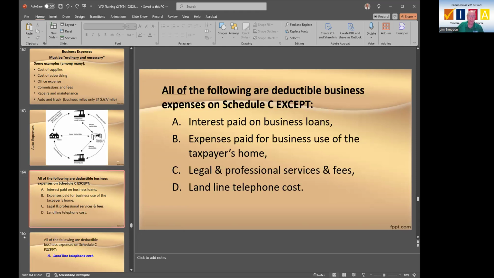So all of the following are deductible business expenses except: interest paid on business loans, expenses paid for the business use of the taxpayer's home. We do have a lot of folks who come in here and say, I've been told I can take a home office expense. There are really specific rules, and I will tell you as a CPA, most people do not qualify to take the home office expense. That's why it's out of scope for us. We don't even talk about it. If they want to take the home office expense, they need to go to a paid preparer and do it. Okay.